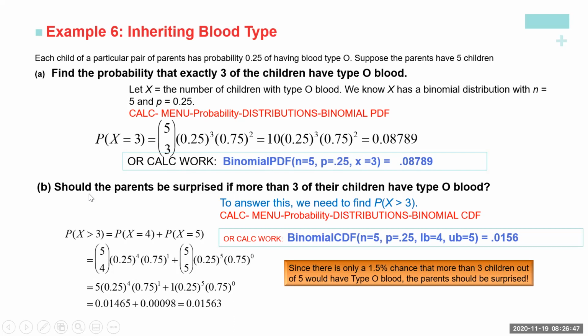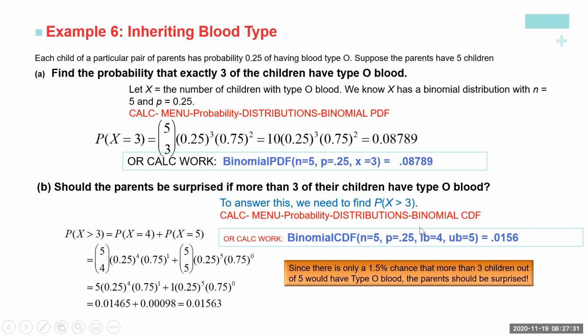So let's look at another example. Should the parents be surprised if more than 3 of their children have type O? Well, more than 3 would not be a binomial PDF. That would be a binomial CDF. Here, more than 3 equates to 4 children or 5 children with type O. If you want to use the equation, this would be the long format of adding those two together. But why not let the calculator do the work for us? We're finding the probability that x is greater than 3. Greater than or less than is going to be binomial CDF. I can show my work on the calculator by writing calc, binomial CDF, n equals 5, p equals 0.25.